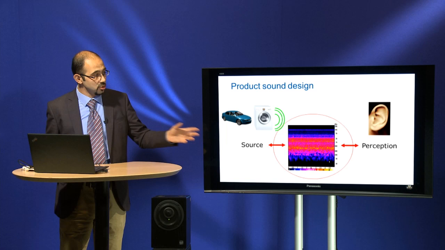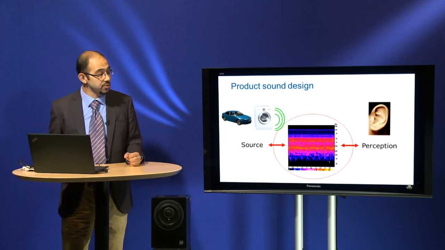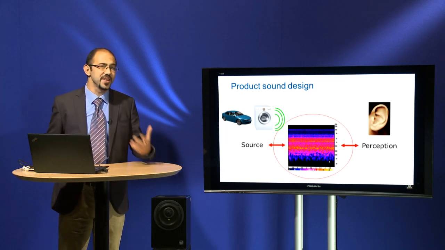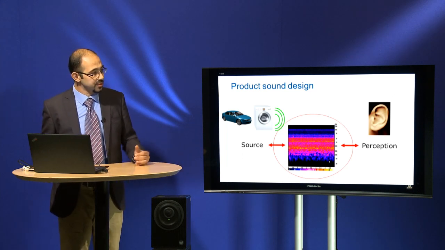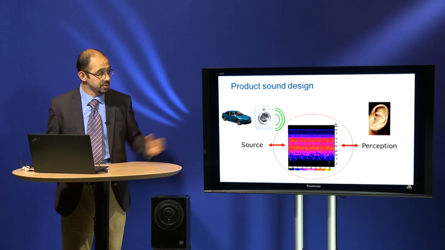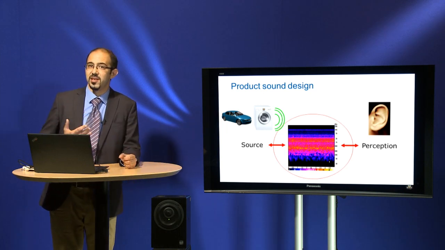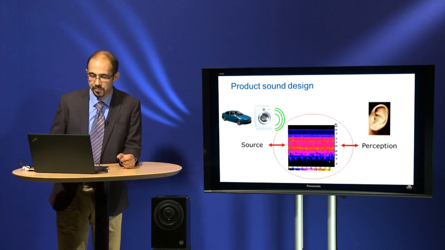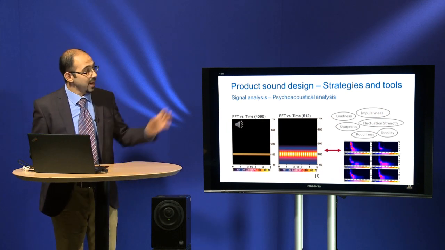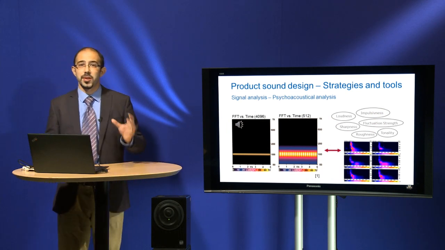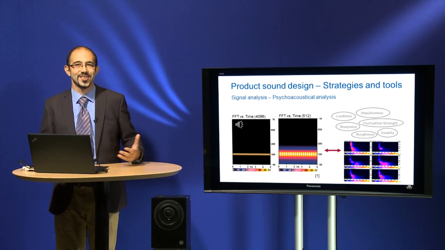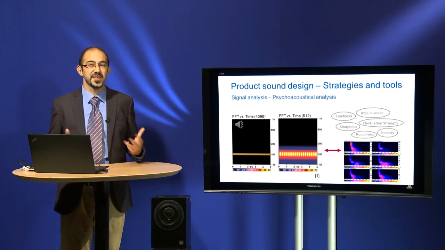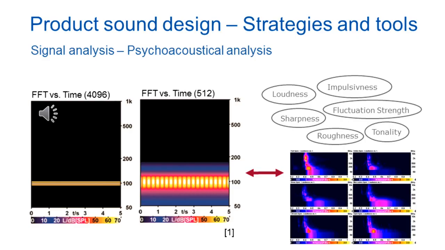Another important issue is, of course, also signal and the signal analysis, because as engineers we would like to also describe the perception, also the source, using these signals and signal properties. Therefore, another important part of product sound design is the signal analysis and psychoacoustical analysis, which help us to understand the perception. And in that case, we use, of course, different analyses.